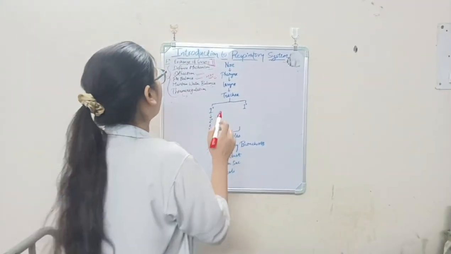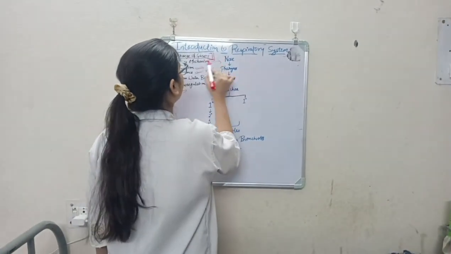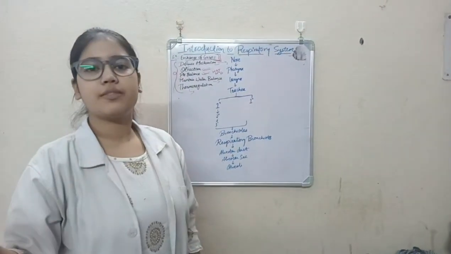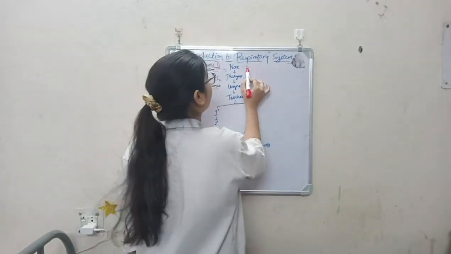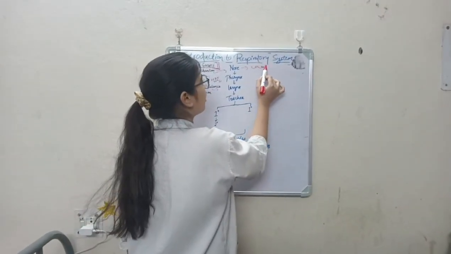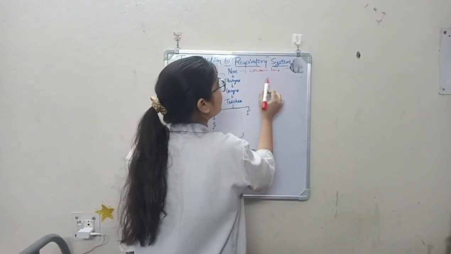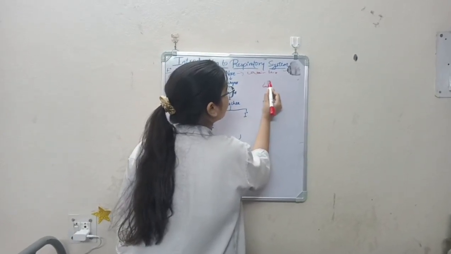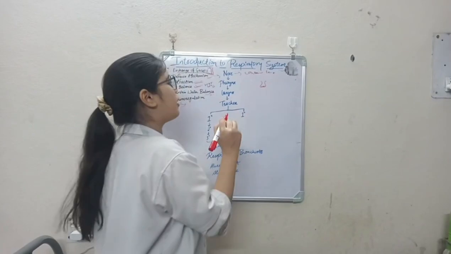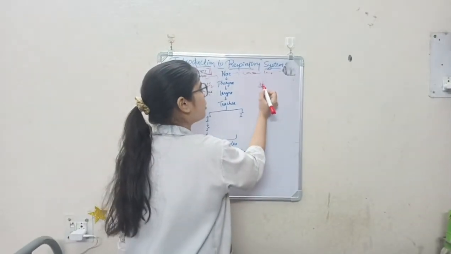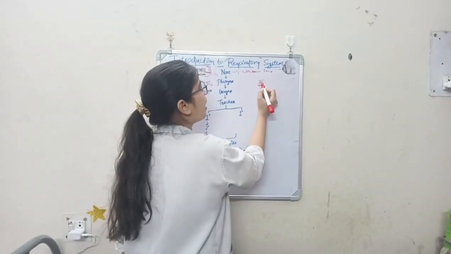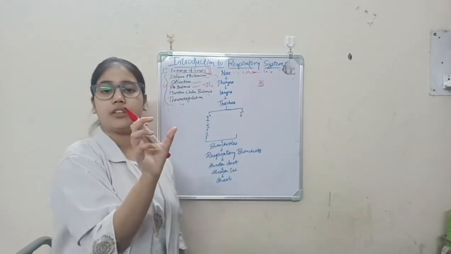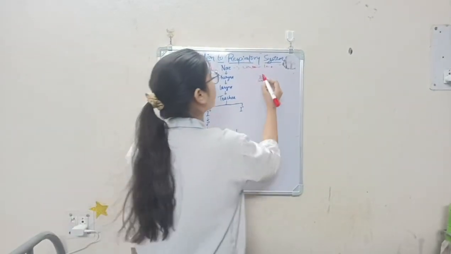And then we'll come to this defense mechanism. How does the respiratory system play a main role in the defense mechanism? First, the nose containing the hair will trap the dust particles. Bigger size dust particles, it will trap. If the dust particle is smaller in size and it will not be trapped in the nose, then it will go inside.